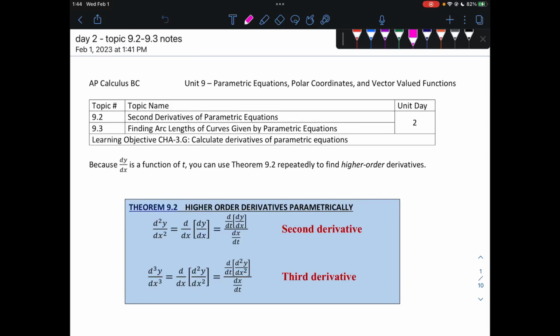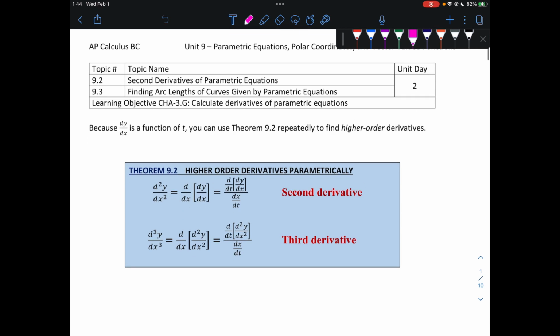In this video, we're going to talk about a couple different things. First of all, we're going to talk about taking second derivatives or third or fourth or fifth or whatever derivatives of parametric equations, but really we're just going to focus on second derivatives. And also we're going to talk about finding arc lengths of curves given by parametric equations.